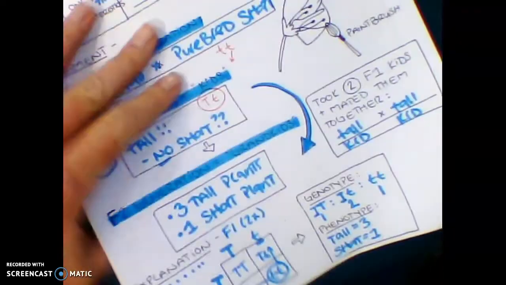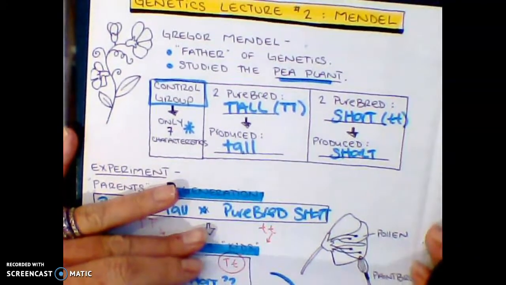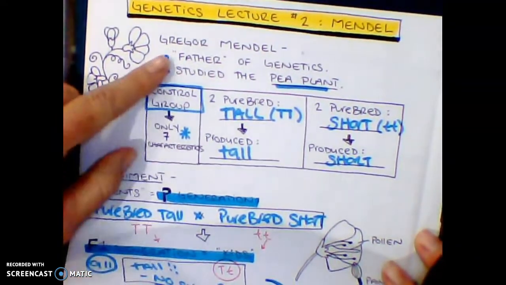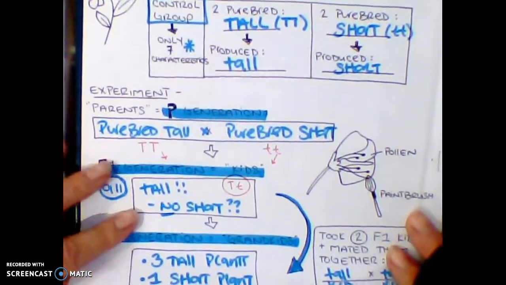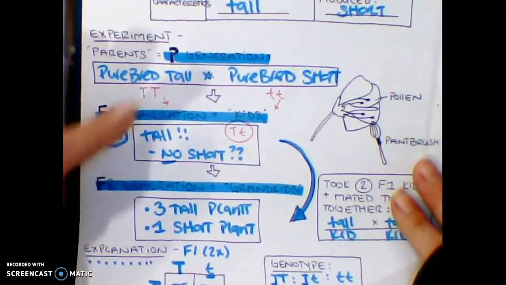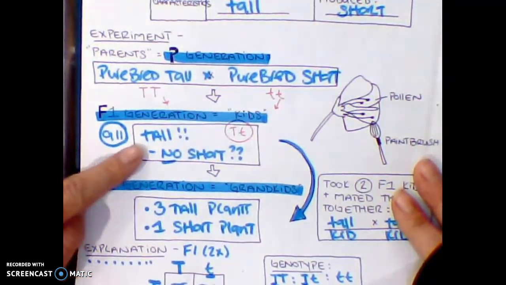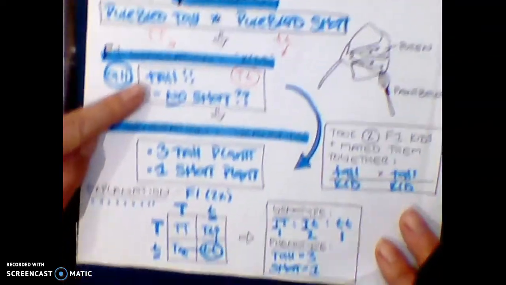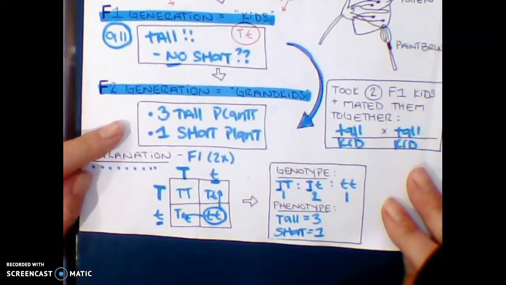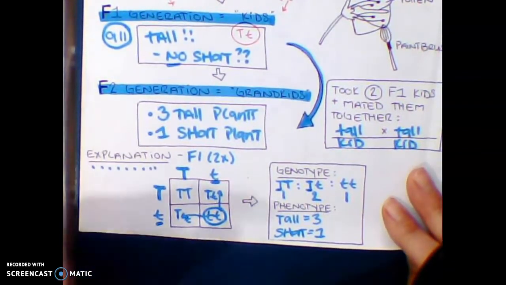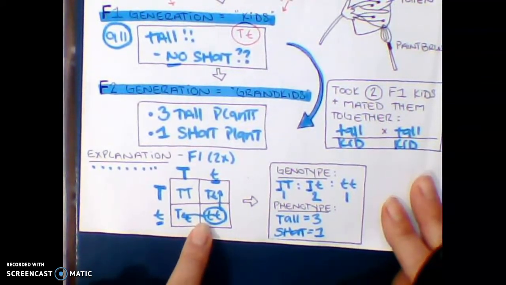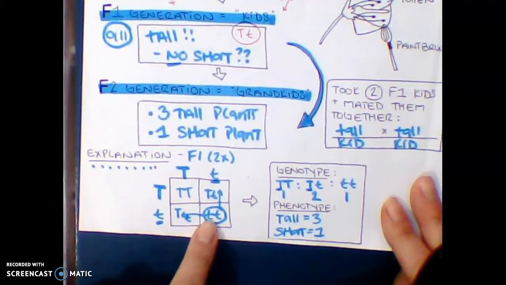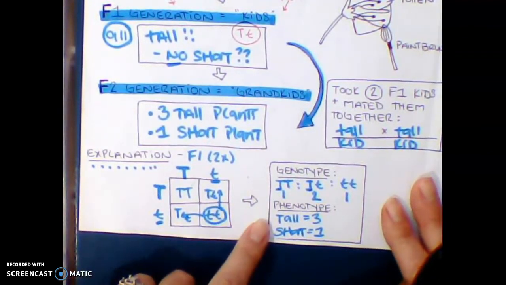Please make sure you know who Mendel is. What did he do? He's known as the father of genetics. He studied pea plants. And please make sure you know his experiment. He mated tall with short, came up with all tall, which is your F1. And then the F2 generation is where we ended up getting a 3-to-1 ratio. And make sure also that you can prove how that's possible by doing a Punnett square and then writing out your genotype and phenotype.